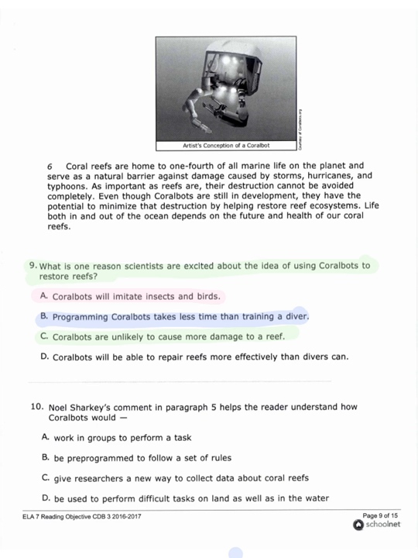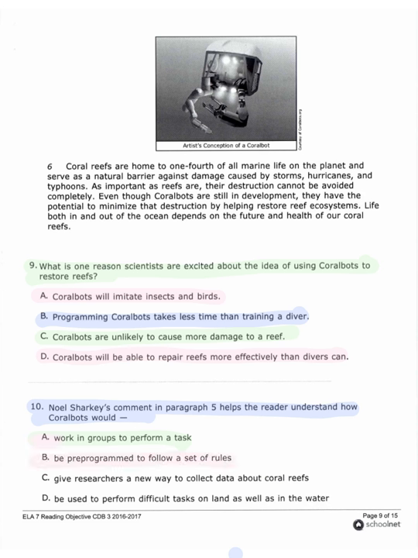C. Coral bots are unlikely to cause more damage to a reef. D. Coral bots will be able to repair reefs more effectively than divers can. Number 10. Noel Sharkey's comment in paragraph 5 helps the reader understand how coral bots would A. Work in groups to perform a task.